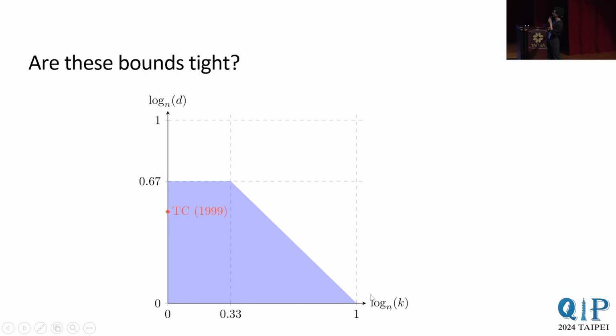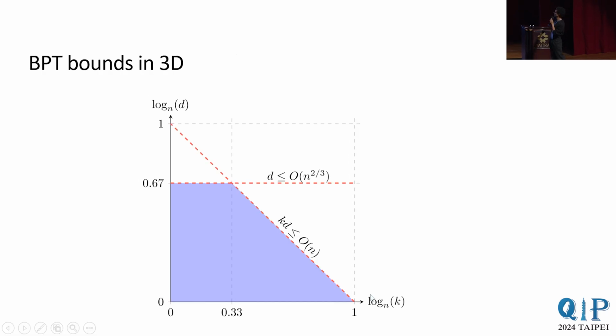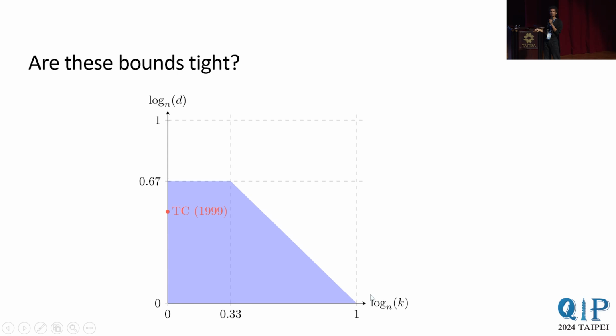Okay, so it might be the first time that you're seeing these bounds. Here's what they look like graphically. Here's a figure. The x-axis is log_n of k. The y-axis is log_n of d. And the shaded region is the range of parameters that are supposed to be accessible for codes that live in 3D. A natural question is, are these bounds tight?